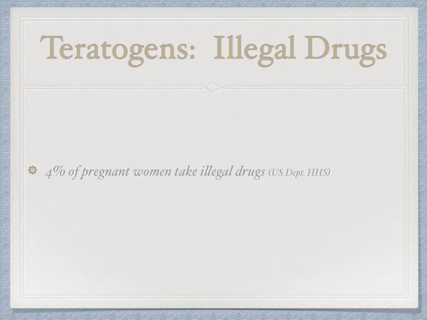Illegal drugs. Actually, 4% of pregnant women take illegal drugs, according to the U.S. Department of Health and Human Services. That's a lot, if you really think about that percentage. That really does amount to a large number of individuals. And these are usually also being used in tandem with other things. So we also have problems with malnutrition, alcohol, cigarettes. All of these things can work together, which is just going to exacerbate the effects of any one of the teratogens, not to mention all of the teratogens.